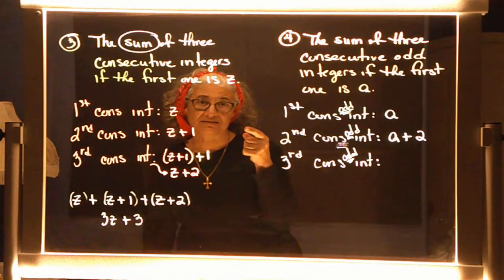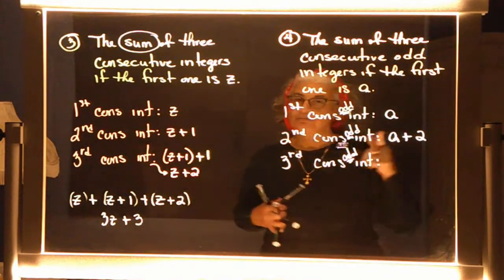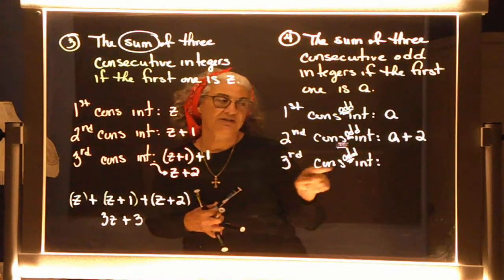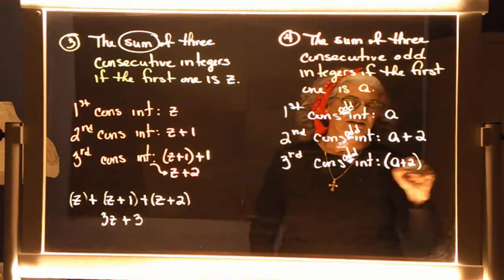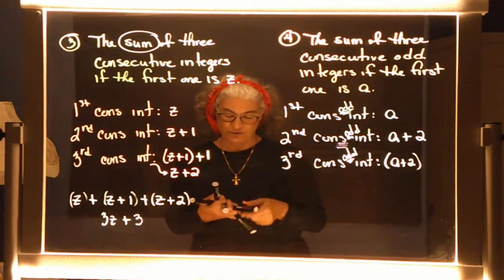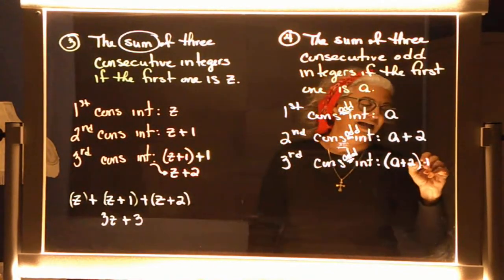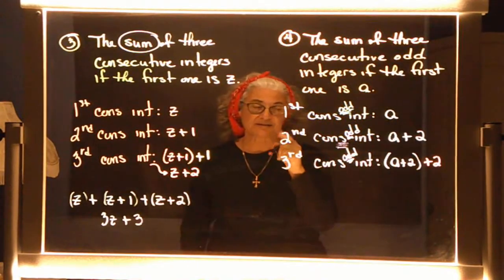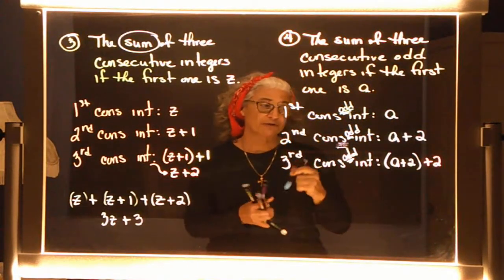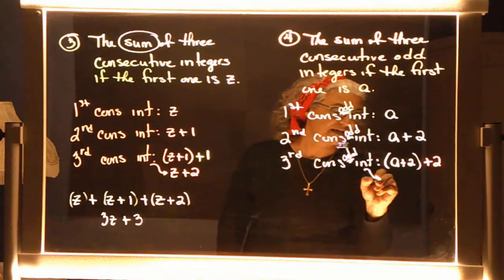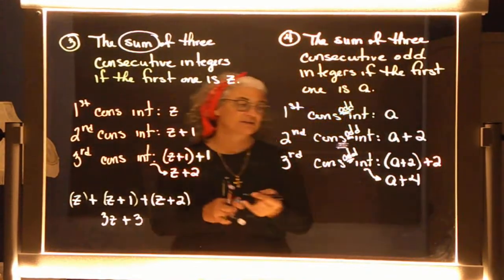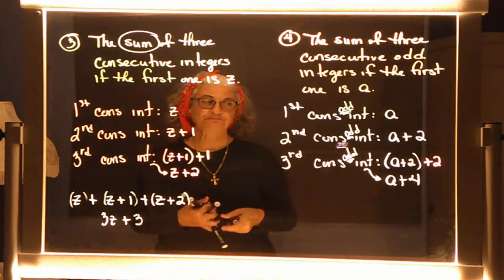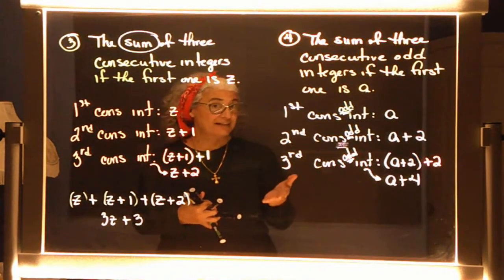Got it? Okay. Problem number 3 here, the third consecutive odd integer. Well, that means I have to take the second consecutive odd integer and do what? Yes, add 2, which means the third consecutive odd integer actually simplifies to a plus 4. Got it? Okay.